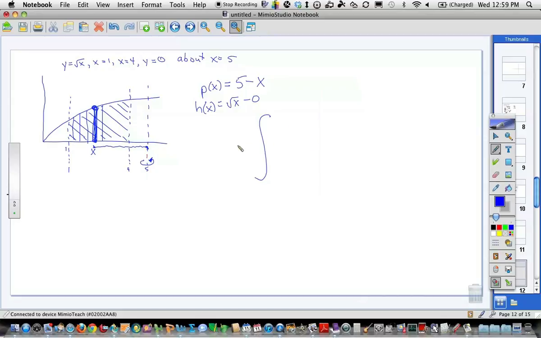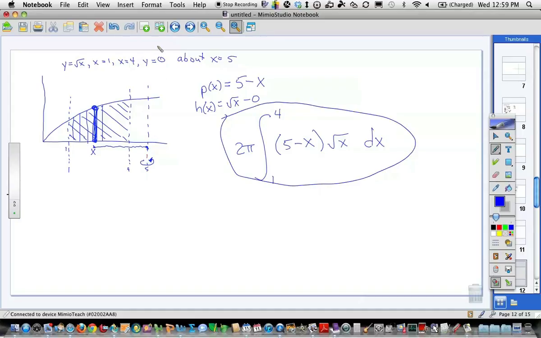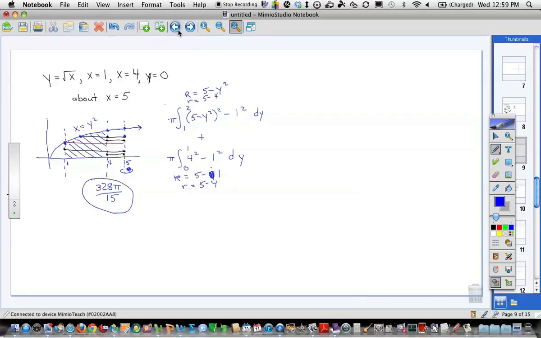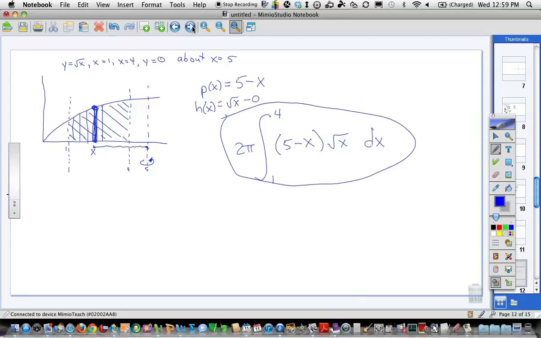All right. So we put 2 pi, and then it's P times H, and then this integral we said goes from what to what? The strip fills the space from 1 to 4. Now type that into your calculator. And hopefully we get 328 pi over 15, which is the same exact volume we got earlier.